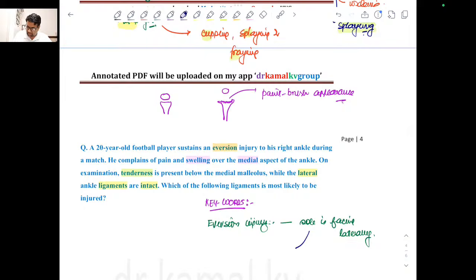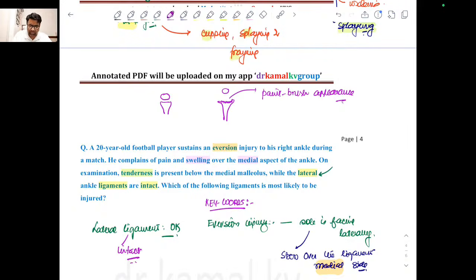There is stress over the ligaments on the medial side of the ankle joint, right? So it means there is a stress over the ligaments on the medial side, and if there is too much eversion injury, these ligaments can get torn. So the answer here is the ligament on the medial side. And yes, the lateral ligaments are okay, they are intact, right?